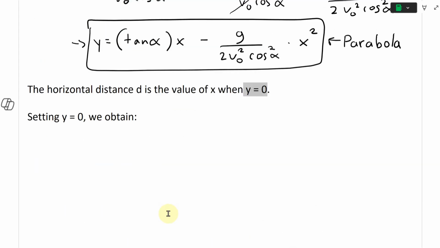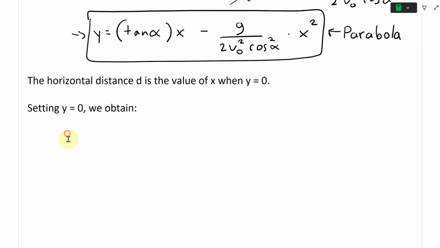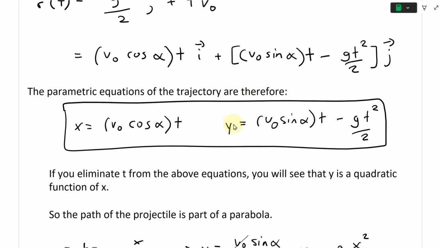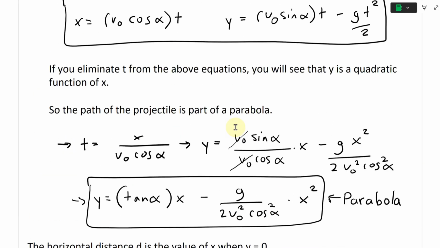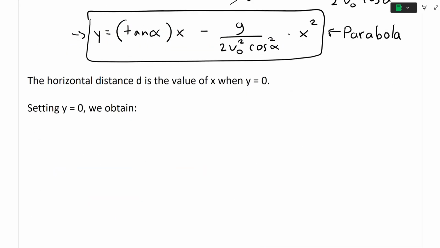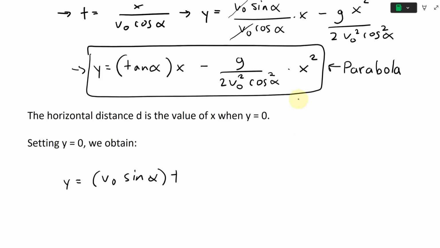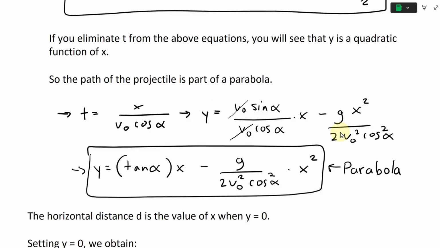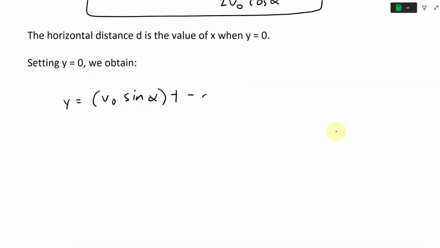So let's continue further. Setting y equals 0, we're going to get a t value, and then we throw that inside the x one. So y equals this whole setup there: y equals v naught sine alpha t minus gt squared over 2.